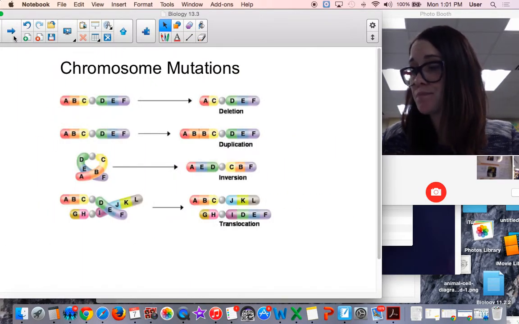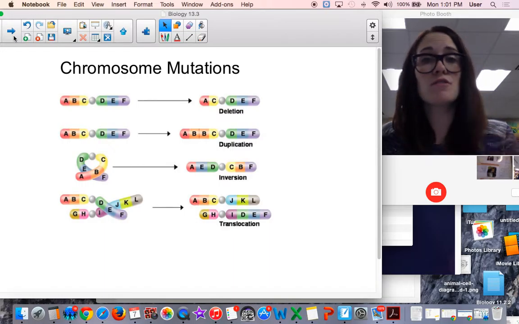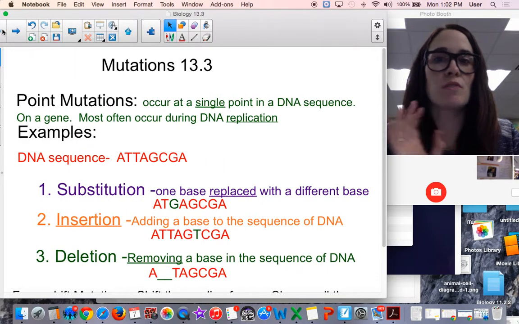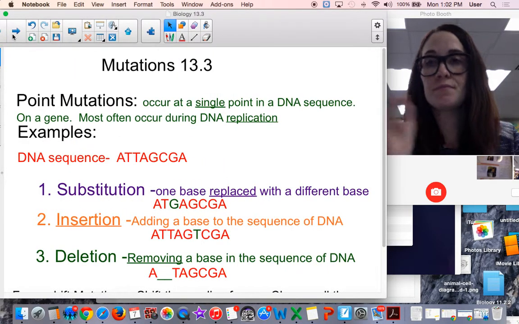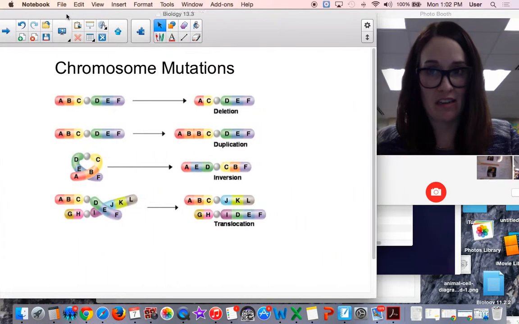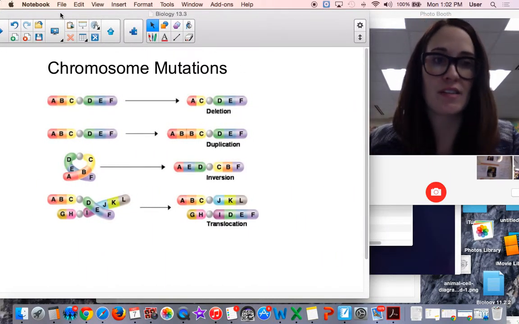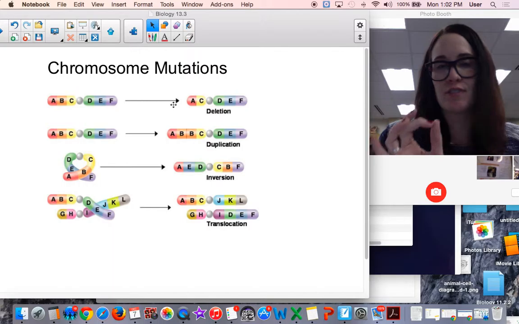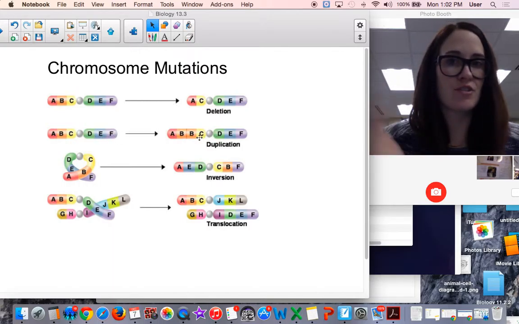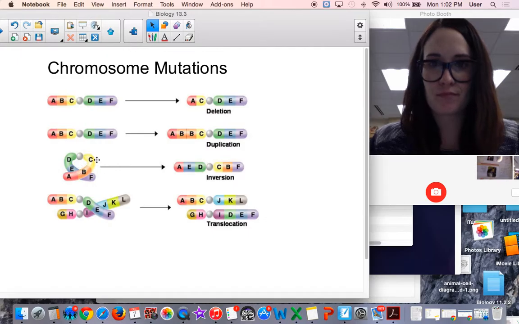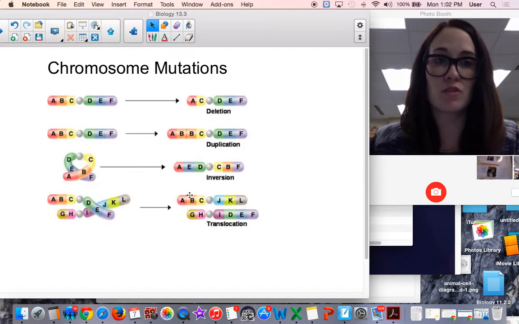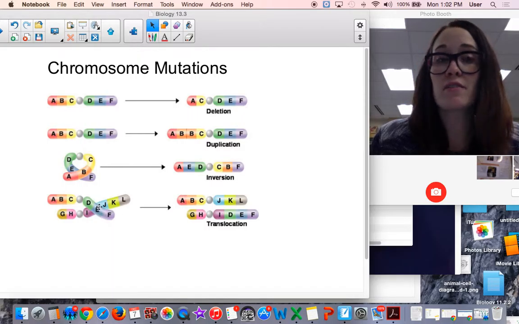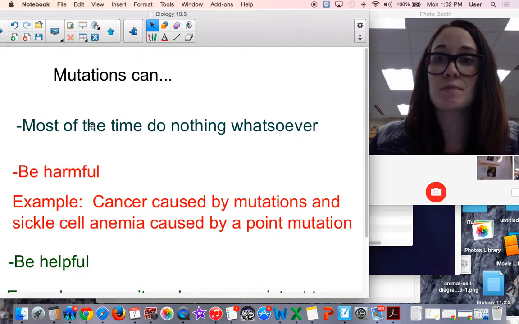The next page just talks about how there can also be chromosome mutations. The last page was about mutations on a single gene, but there can also be mutations on an entire chromosome. We're not going to get too into detail here for biology. Here's an example of a chromosome. Deletion, just an entire section is taken out. And duplication, an entire section is duplicated. Inversion, essentially a section of the chromosome swaps sides. And translocation is essentially one piece of a chromosome jumping to a different chromosome.